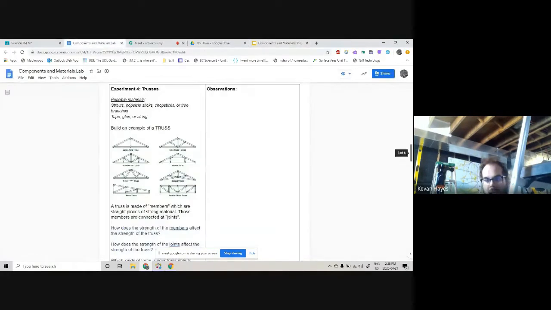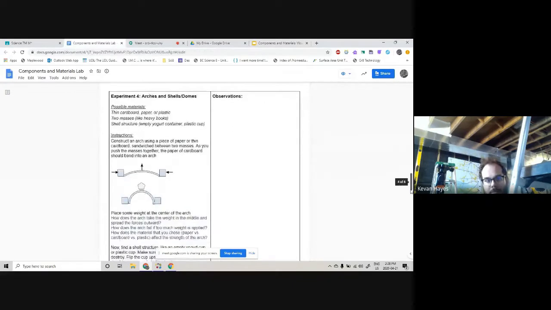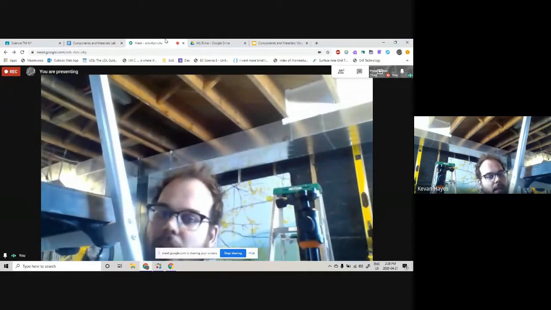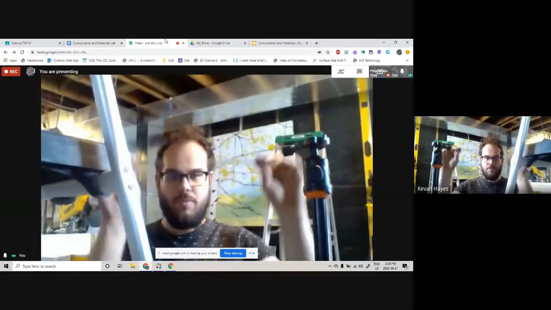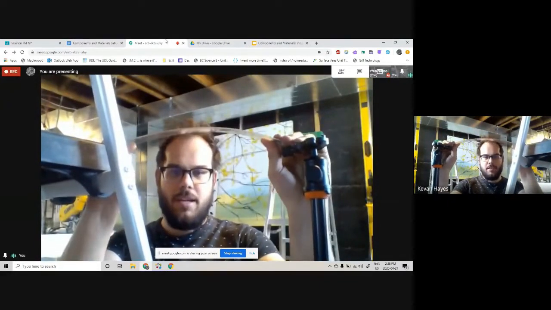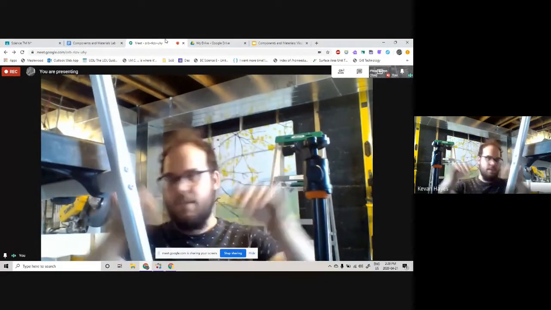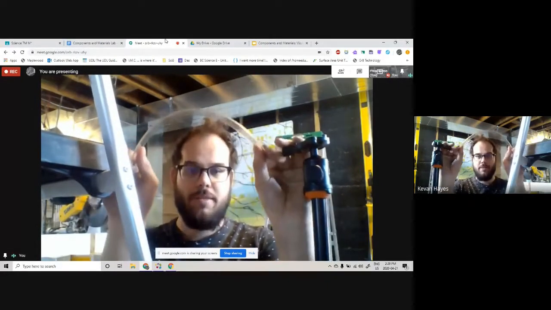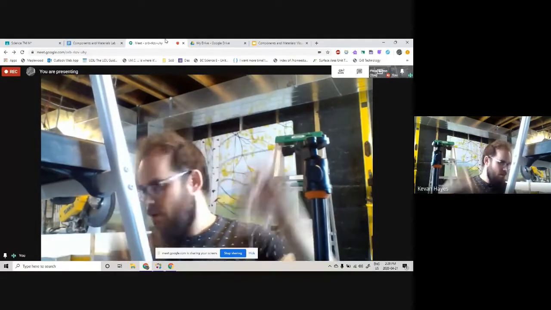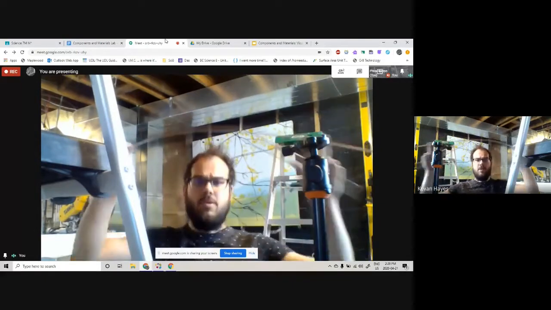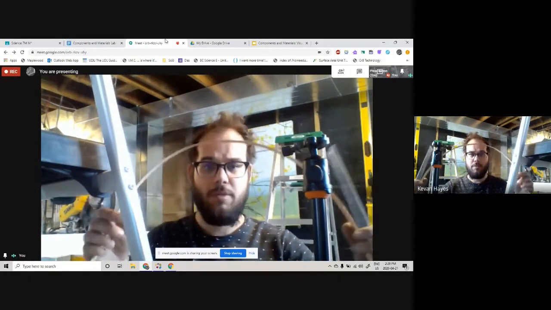If you look at experiment number 4, this is all about arches and shells and domes. So for this, to make an arch, what you need really is just a piece of material that's kind of rigid, that is flexible as well. So you could use a piece of cardboard and you could let it bend. I have a plastic ruler here, and you notice this makes a very good arch. Or you could use a very thin piece of wood. Here's a very thin piece of wood here. And so that will form an arch.